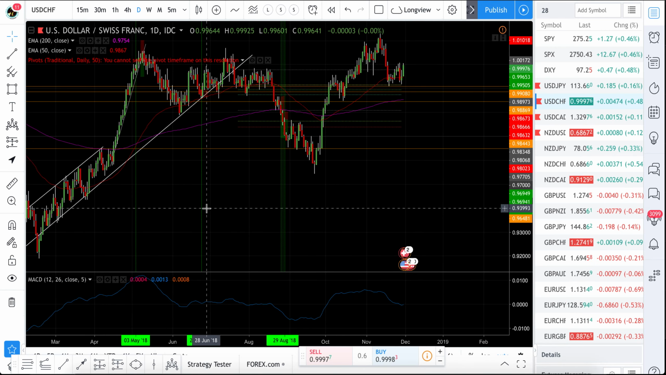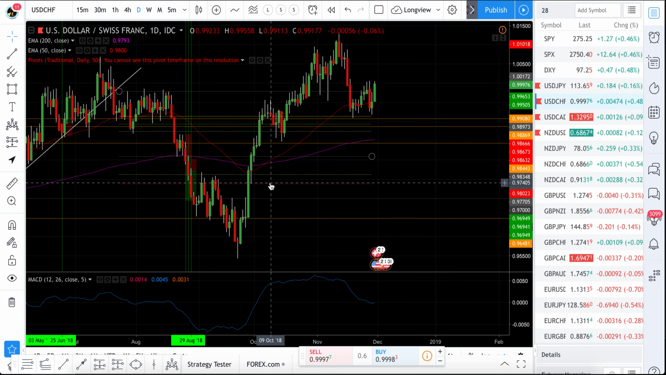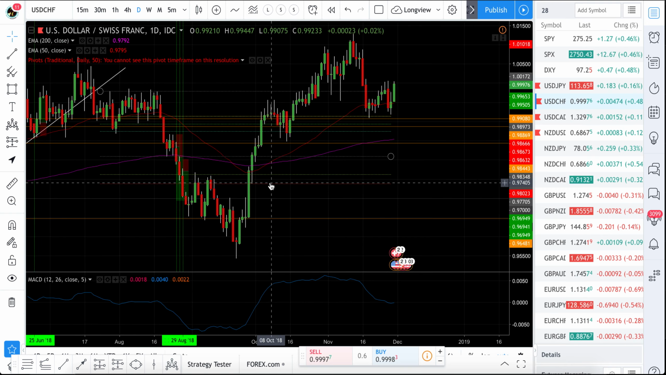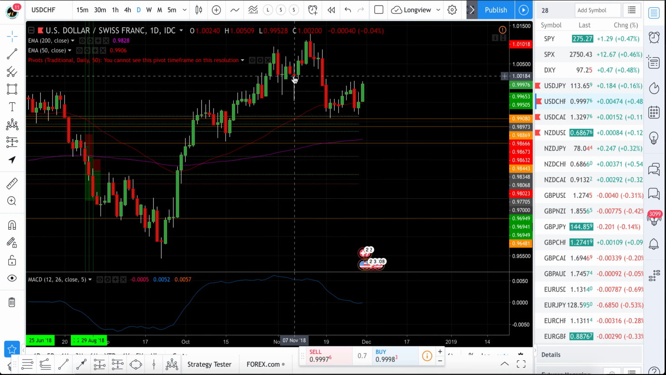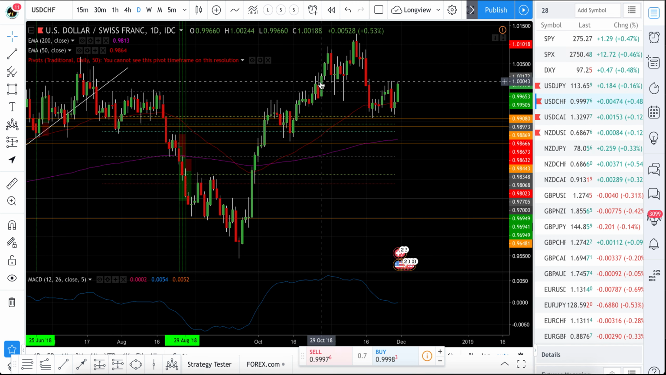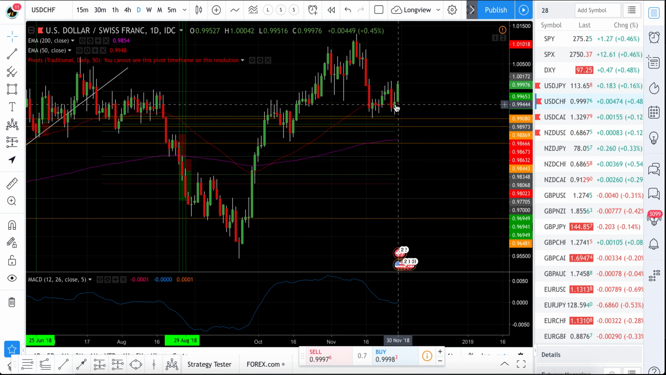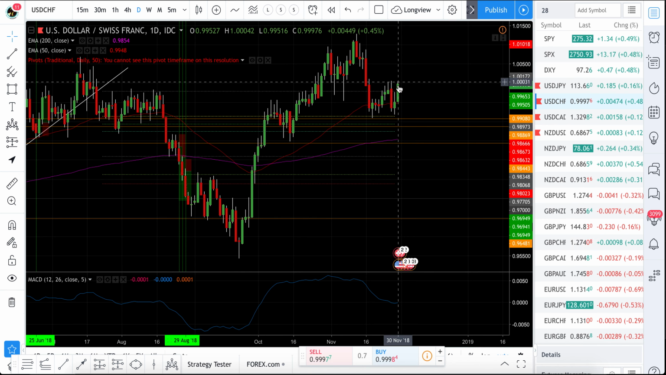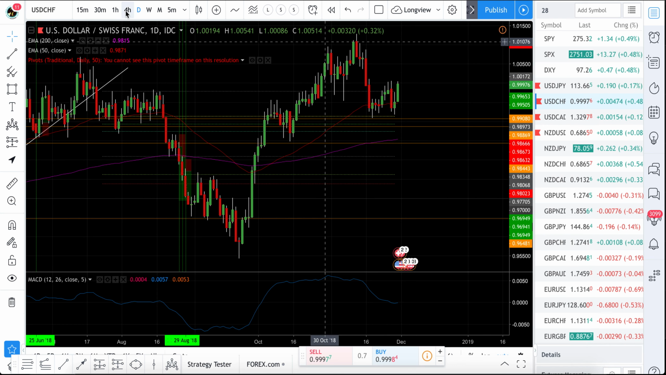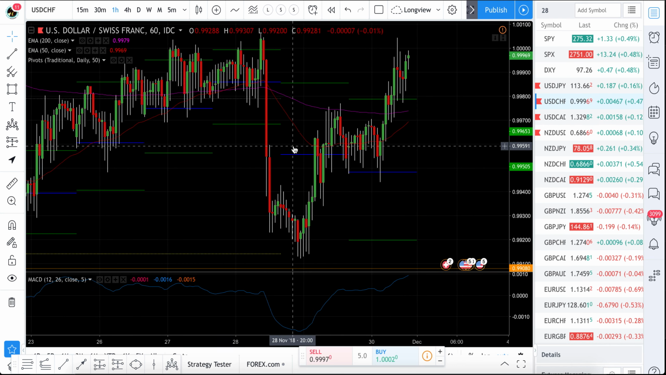USD CHF. This is notorious for being not the cleanest pair. You'll see what I mean by that later. But I noticed the other day that it was sitting on the 50 EMA and maybe it would bounce up. It did bounce heavy today, so we might be late, but that's okay.